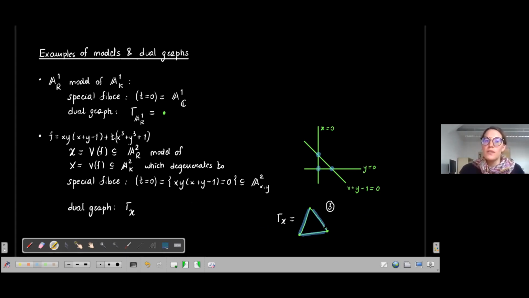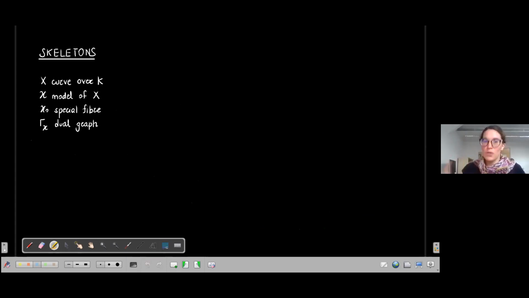So let's see what we are doing. We started with a curve. We say that we can construct models, even nice models, these regular semi-stable models. These are such that the special fiber is semi-stable, and we can associate a dual graph to the special fiber. Okay, but why are we interested in doing this geometric construction?